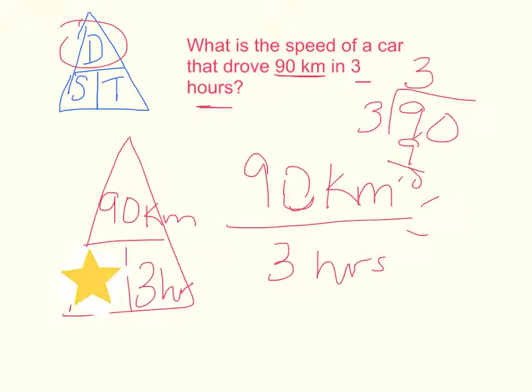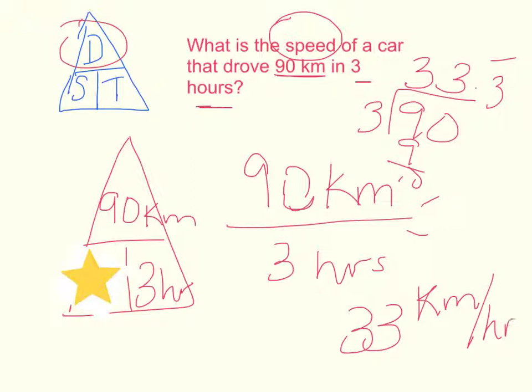Then I have 3 goes into 10 3 times. So we're going to have some repeating numbers of the 3, 3, 3, 3, 3, 3, 3. So it looks like, and I'm going to just round it to the nearest whole number. It is going to be the speed of the car, because again, that's what we were trying to find, the speed, is about 33 kilometers per hour.